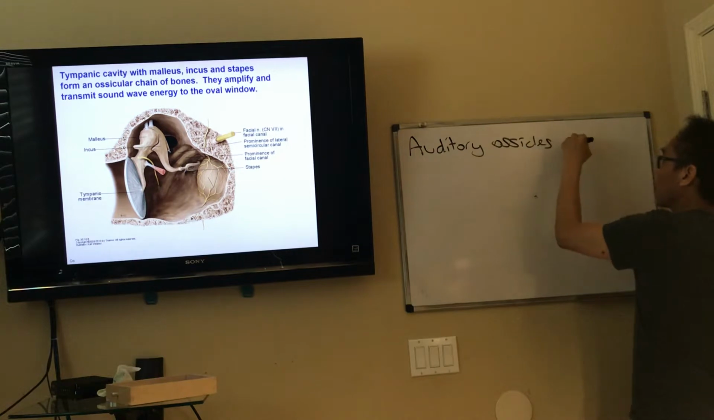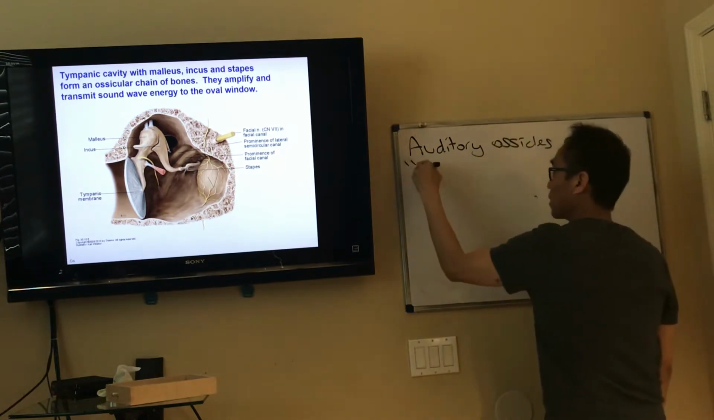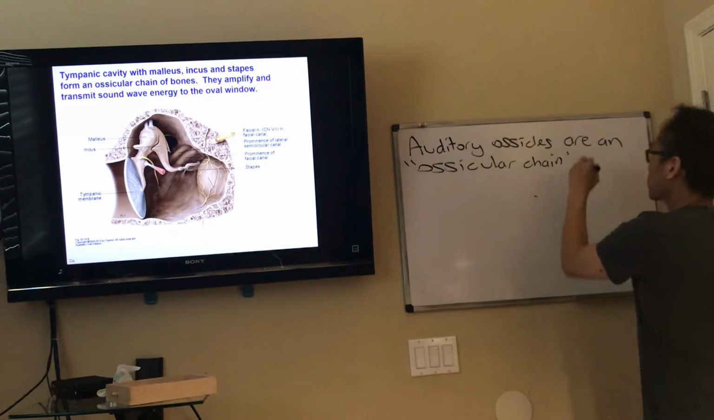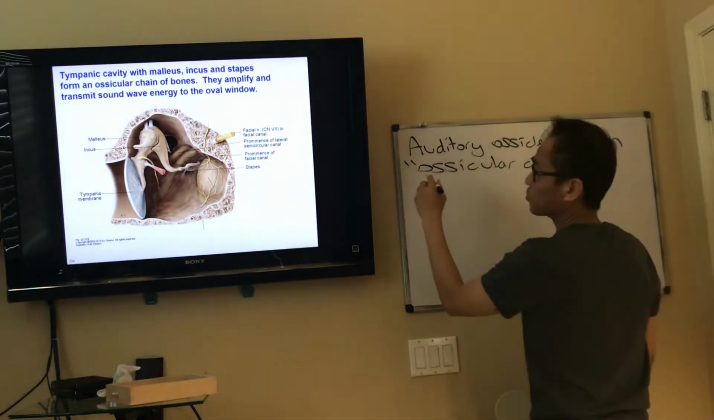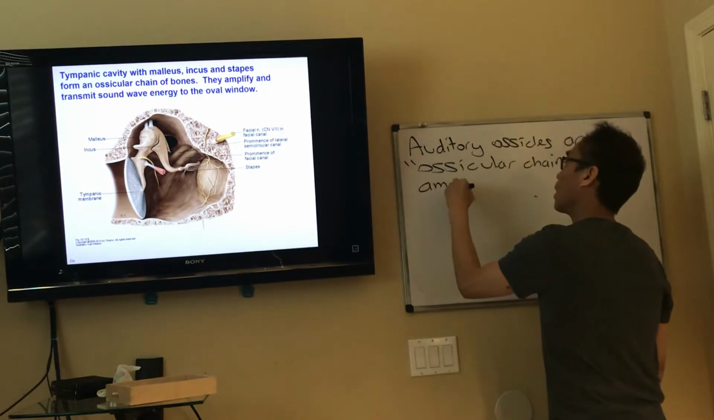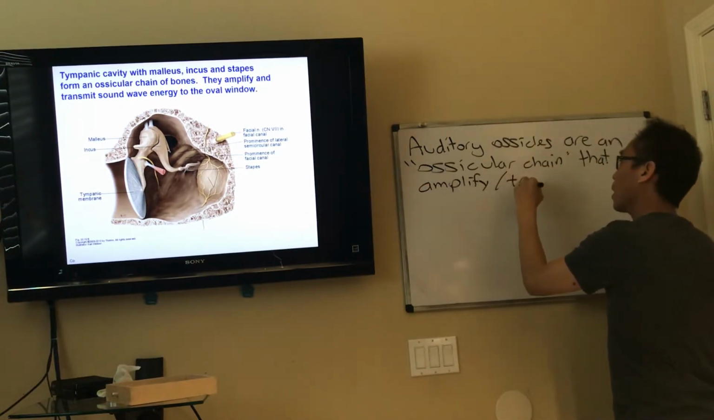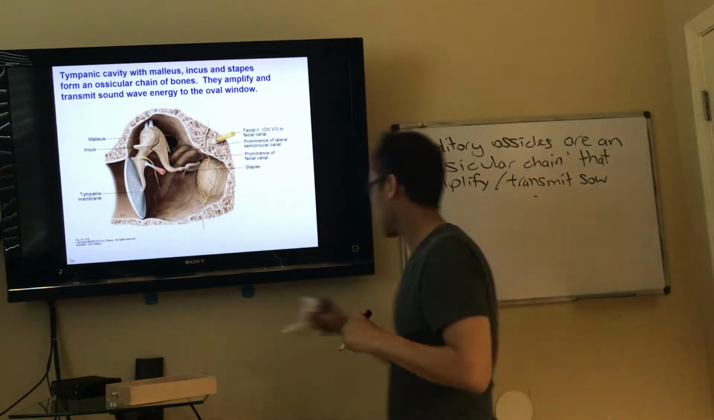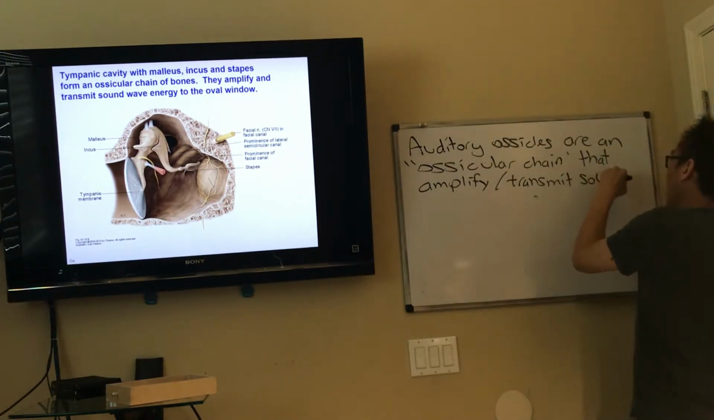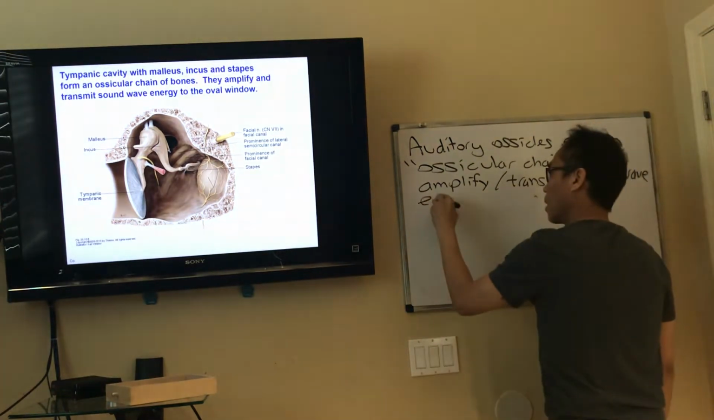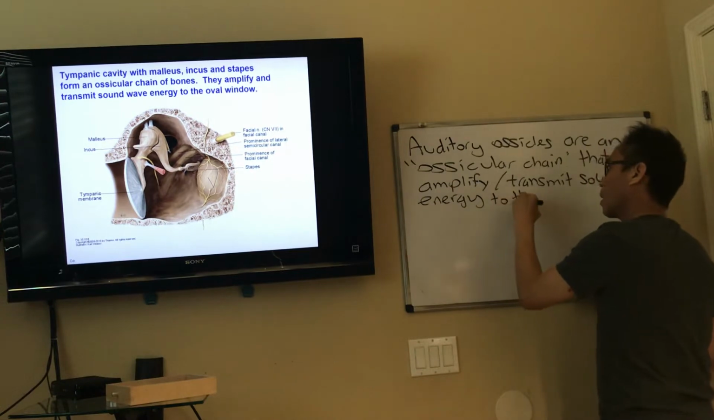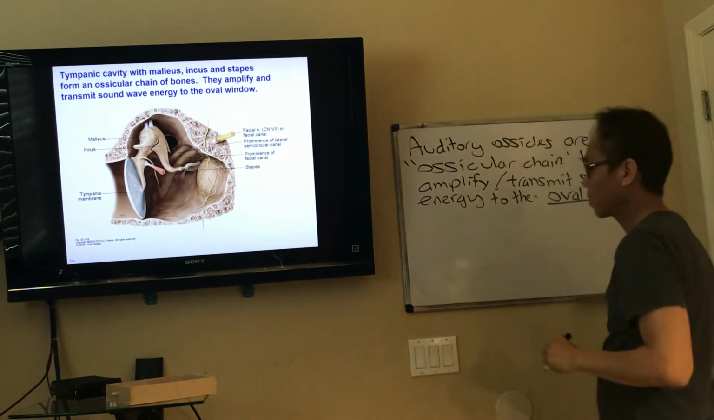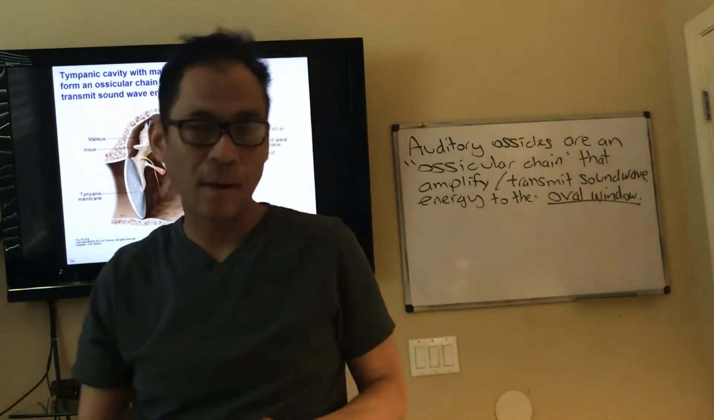Auditory ossicles are in what they call an ossicular chain that amplify and transmit sound wave energy to the oval window. There's a round window, but the oval window is the one we're talking about now.